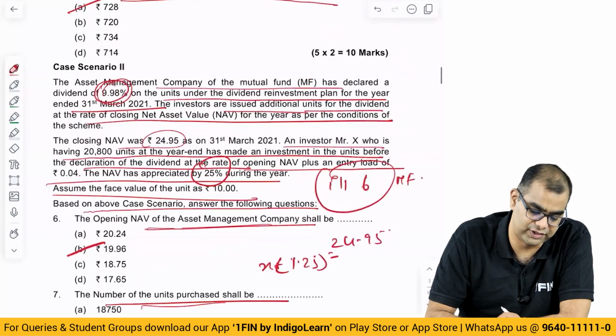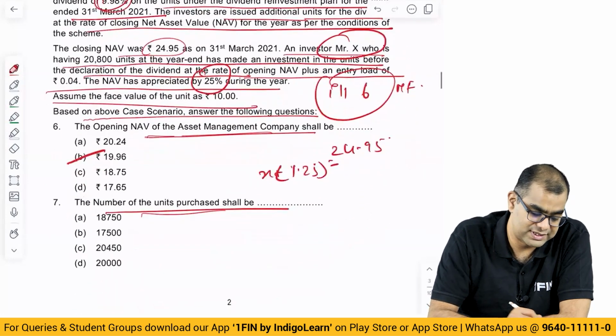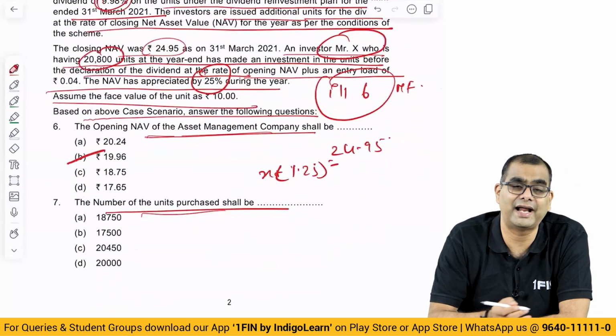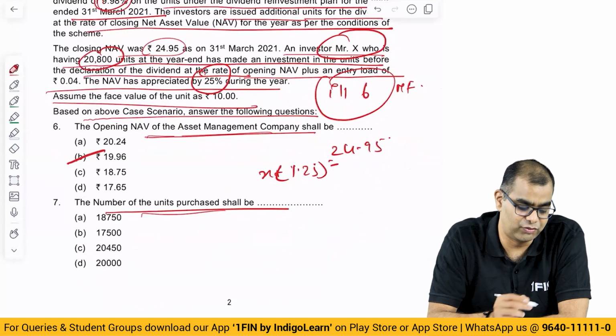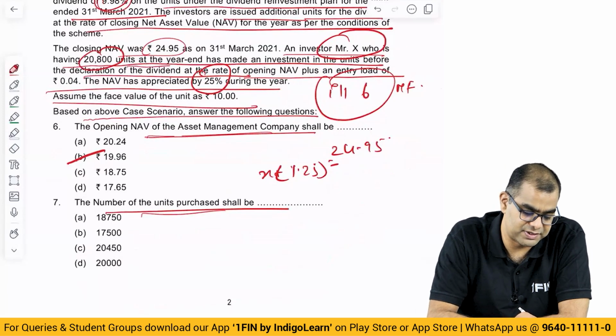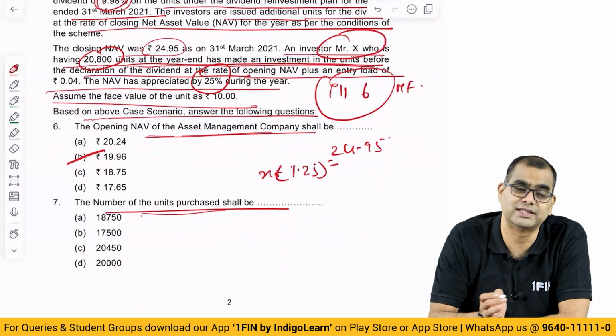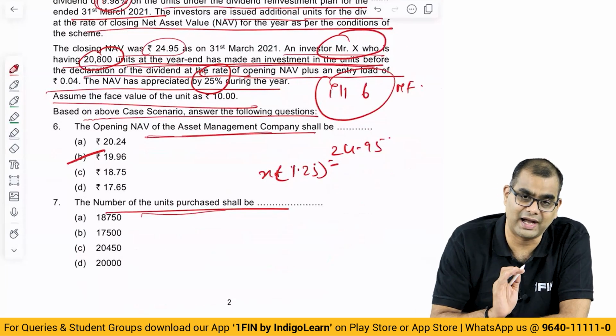Whom are they referring to? They are referring to Mr. X. So Mr. X has closing 2,800 at the year end. Now is this before dividend, after year end? They very specifically mentioned at the year end and made an investment in mutual fund before declaration of dividend. He is invested before. So this is definitely after.